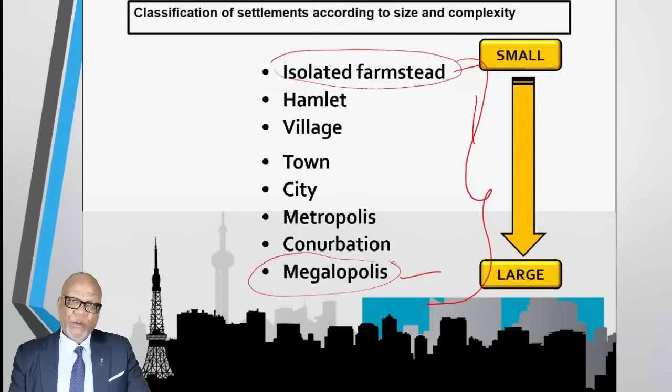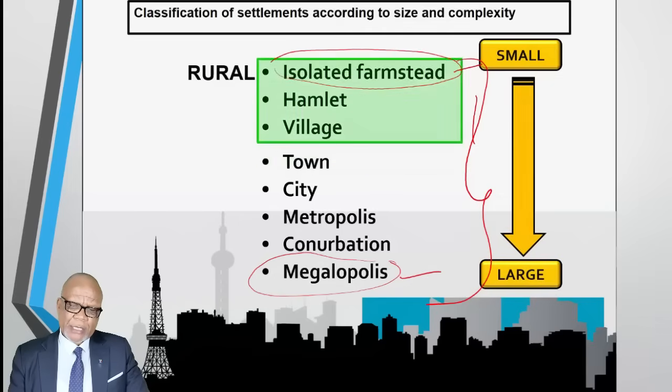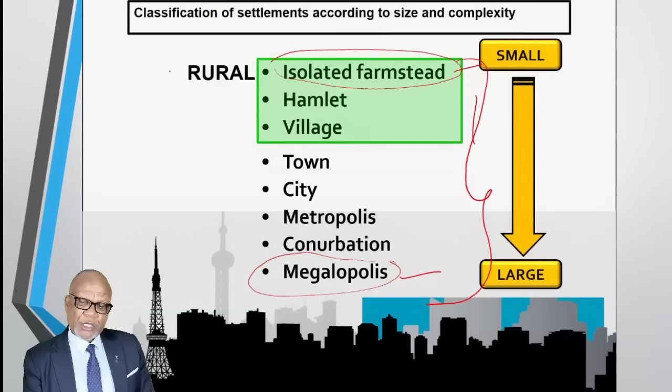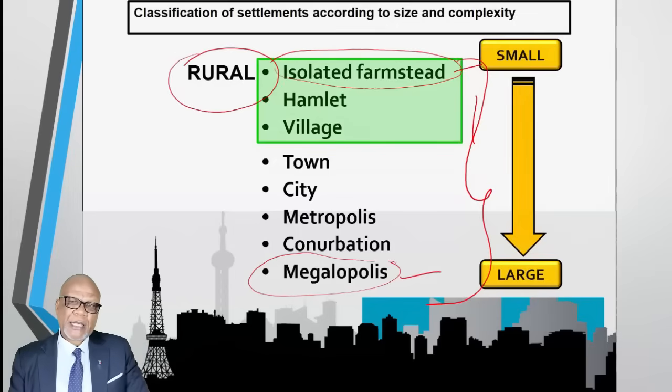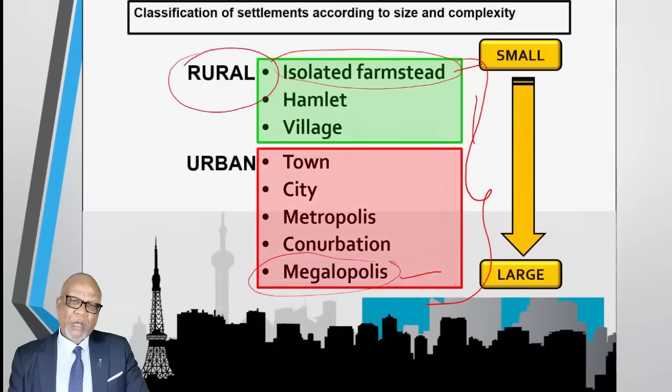So it ranges from the small to the largest. And as you also look at them, you can further classify them and say the three smallest forms of settlement, which is isolated farmstead, hamlet, village. These are considered to be rural. But once you say a settlement is rural, you must know you are classifying that particular settlement in terms of its function.